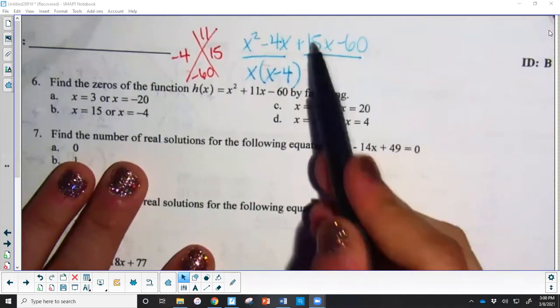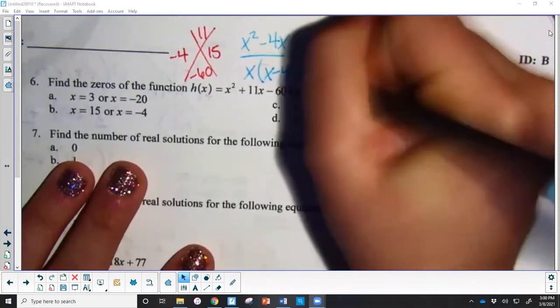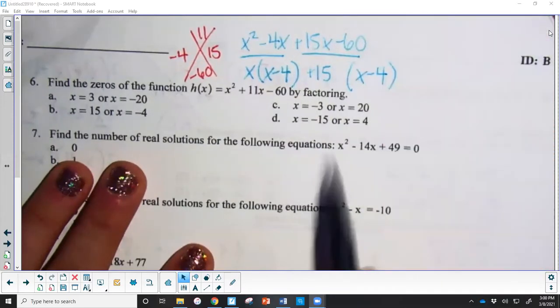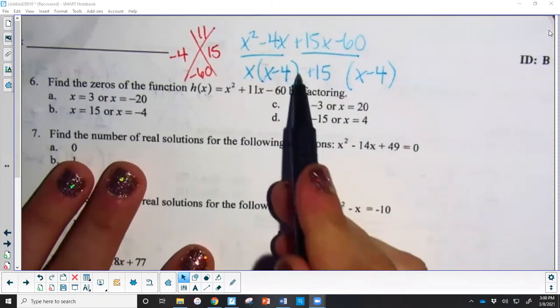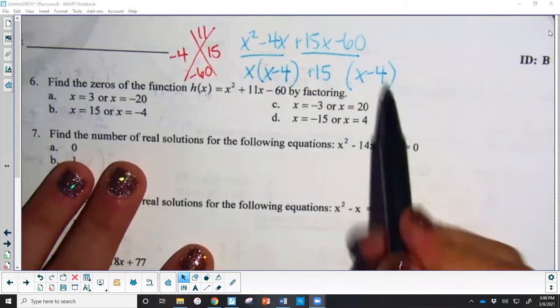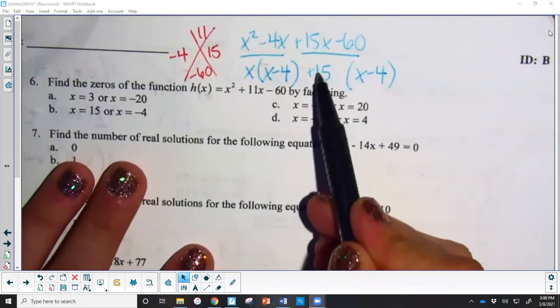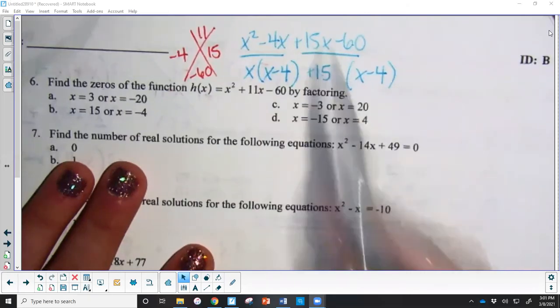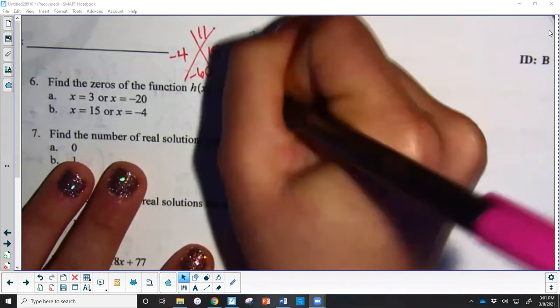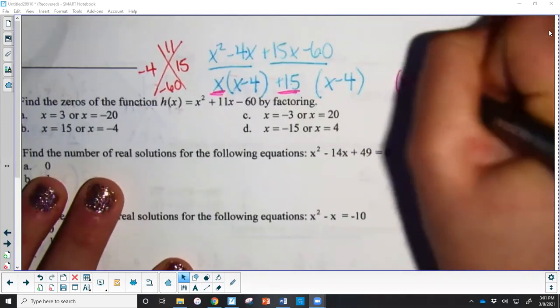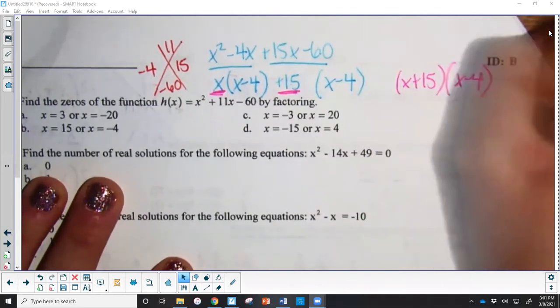Then my common factor between these two is going to be 15, because x minus 4 is going to be my next group, because these two always match. And that kind of makes sense if you think about it, because x times negative 4 is negative 60, or 15 times x is 15x. I'm going to group these two together. X plus 15, x minus 4.